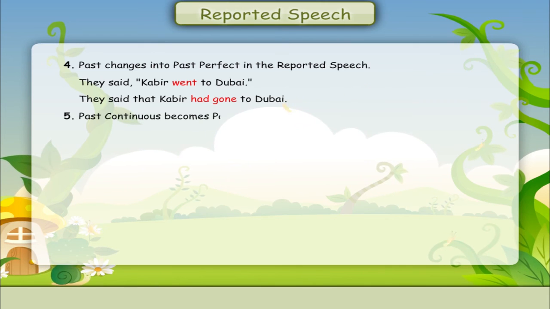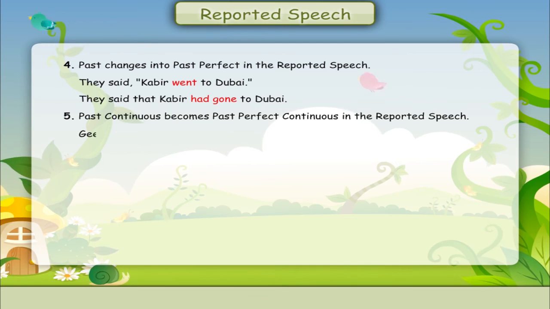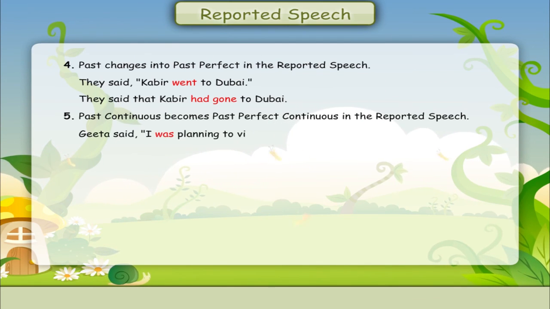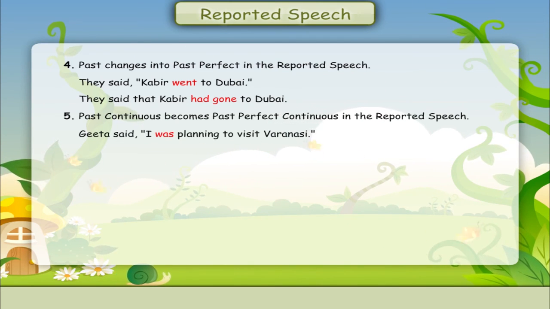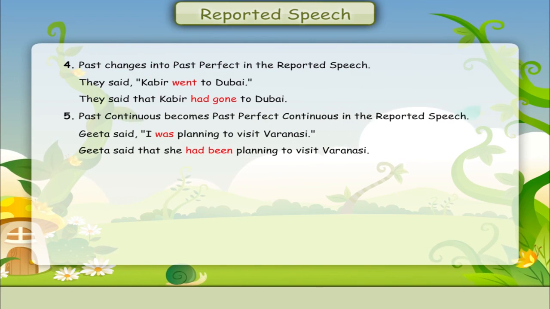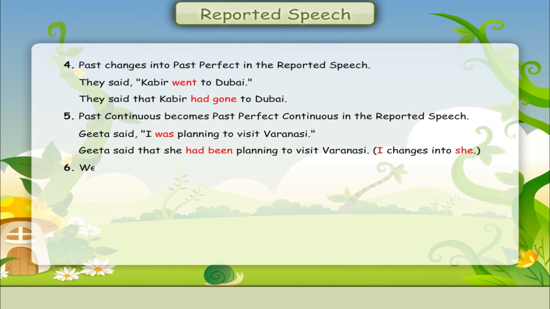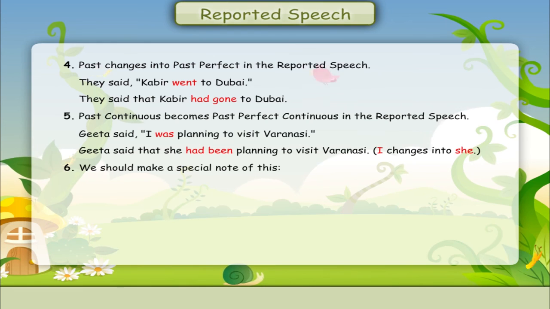Past continuous becomes past perfect continuous in the reported speech. Geeta said, I was planning to visit Varanasi. Geeta said that she had been planning to visit Varanasi. I changes into she. We should make a special note of this.